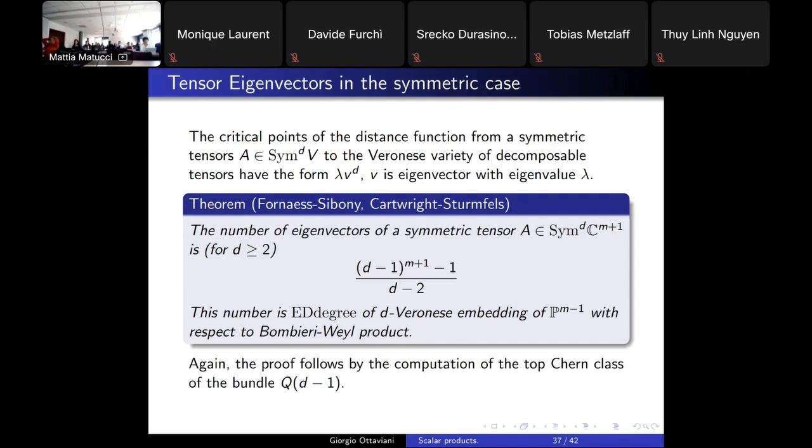Our interpretation with Friedland shows again this is a top Chern class, so it's a different proof of a very simple bundle: the quotient bundle twisted by d-1. You compute the top Chern class and this number comes.